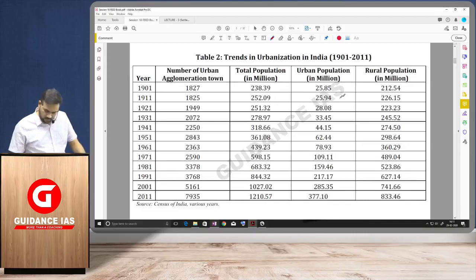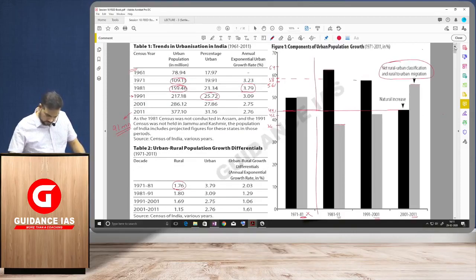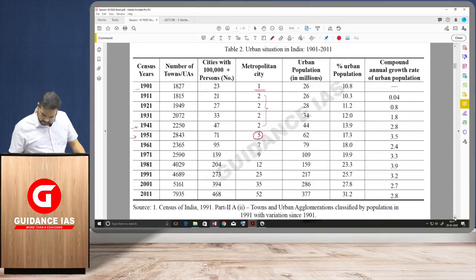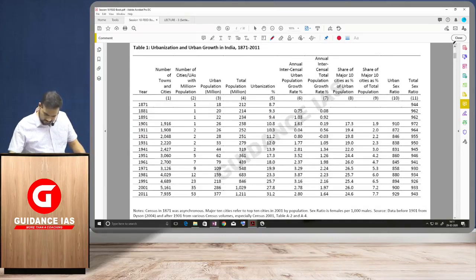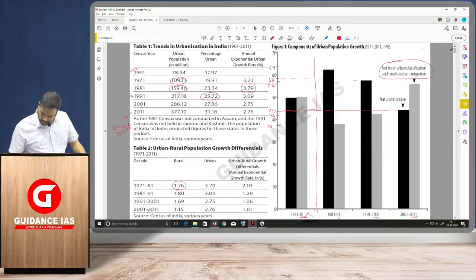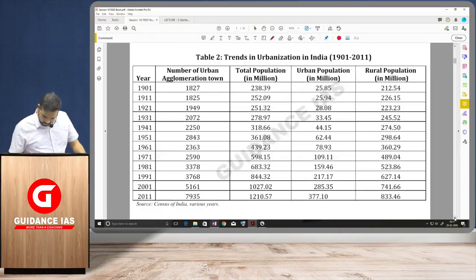दिया हुआ. So you can see rural population in million. हम कौन सा फिगर ले रहे थे उस समय? 81 ले रहे ना. कैसे भागता है ये? So 81. So 81, it is 523.86 million.